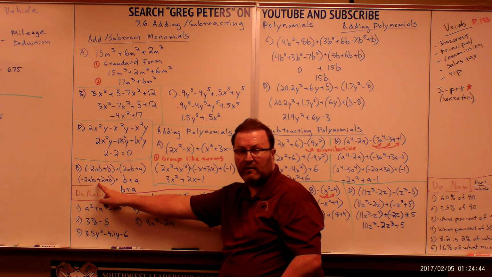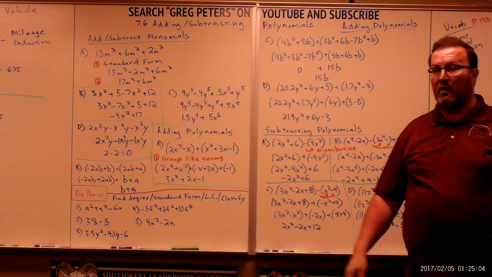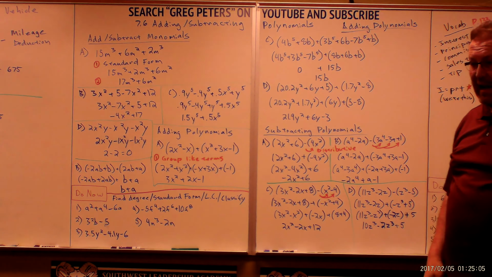So moving over here, now the problems are getting longer. We have a binomial and we have a polynomial, right? So same exact thing. We're going to group these together. We're going to start with anything to the 5th degree. So 4b⁵, 3b⁵, minus 7b⁵.